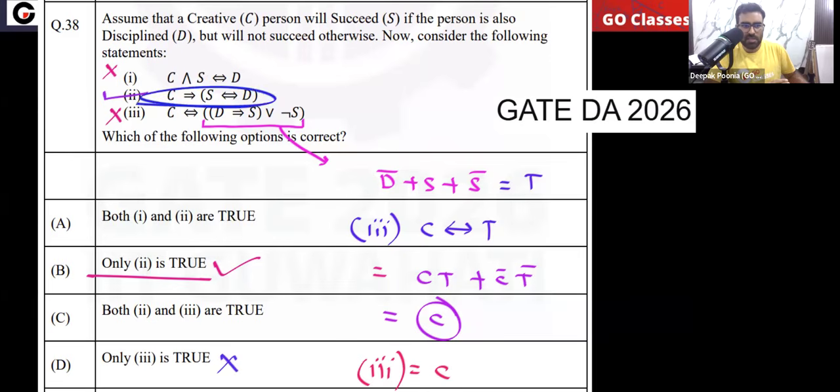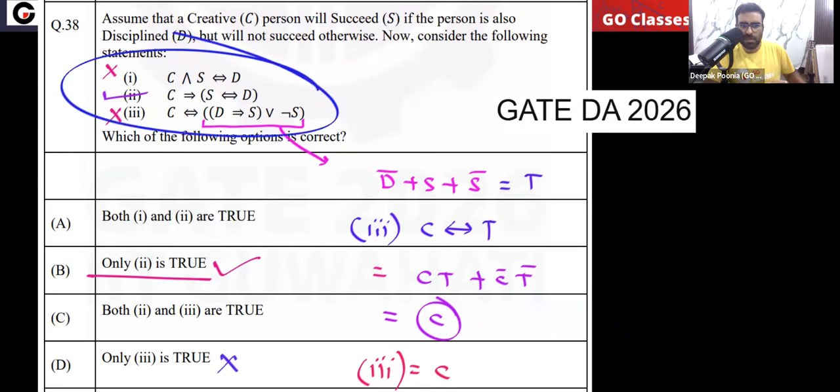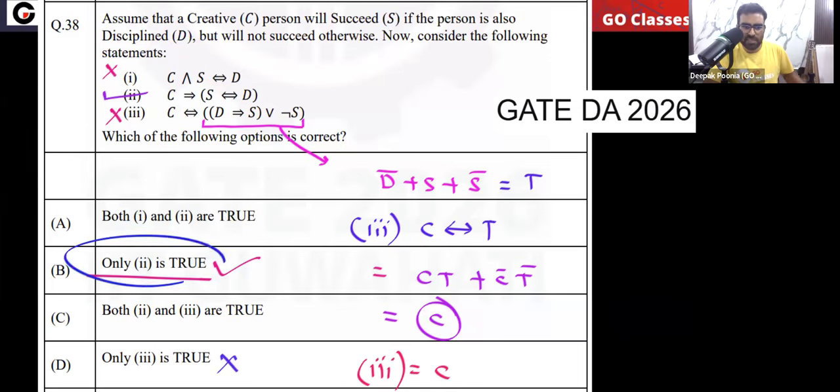So this second expression is equivalent to the given statement, and the question is basically saying that if you assume this information to be true, then what can we infer? So we can see that only the second expression we can infer, nothing else.